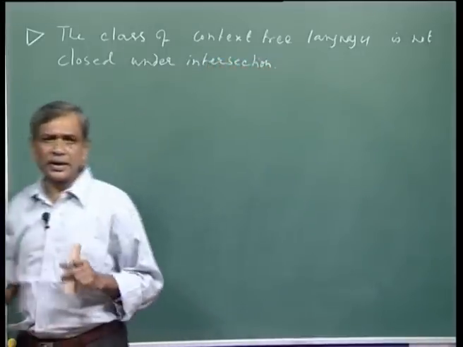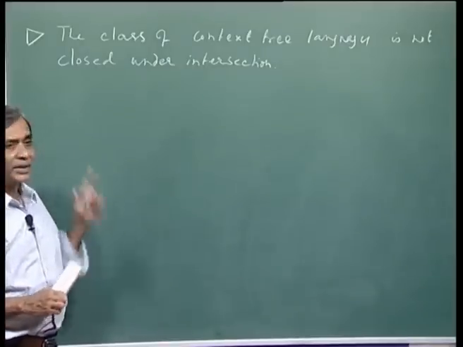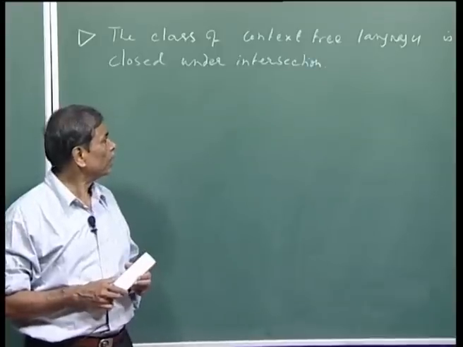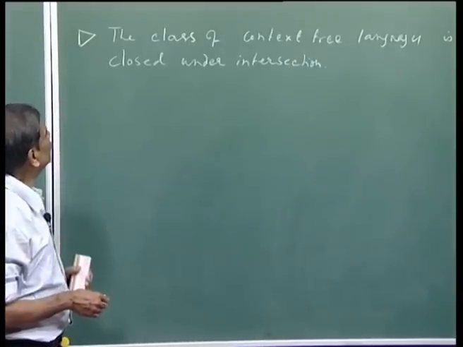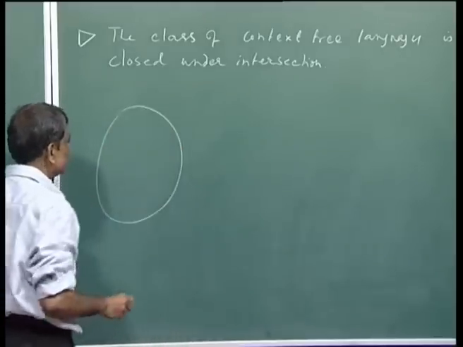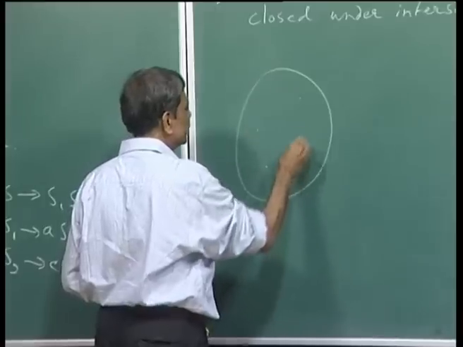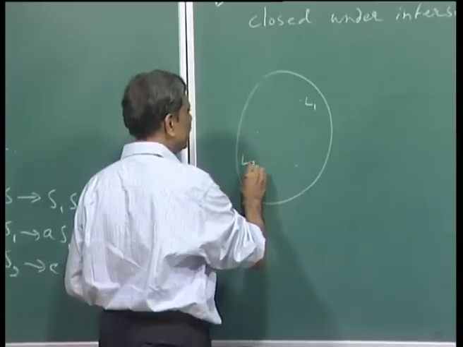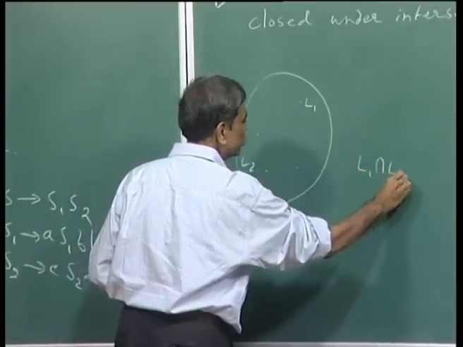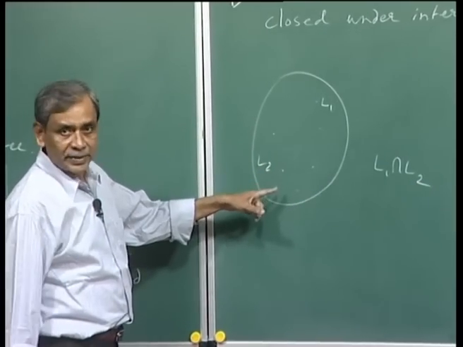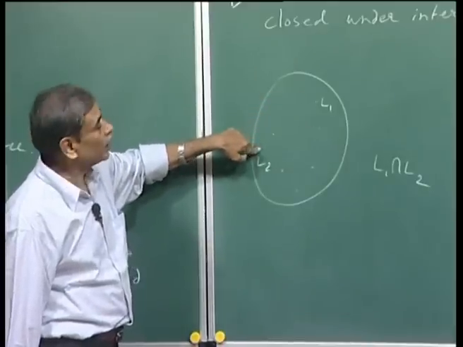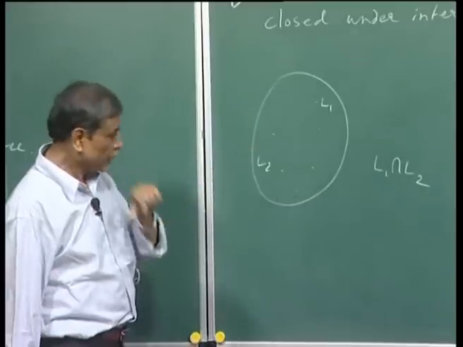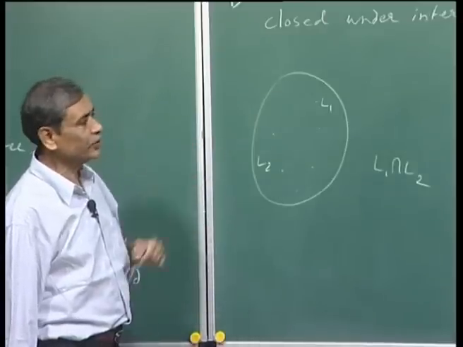We'll talk a little later about the other closure properties, but this almost immediately follows from whatever we have been discussing. So, recall what it means for a class to be closed under intersection. We are talking about classes of languages, so each language is a set. I take two elements, one language L1 and another language L2, and I create the intersection of these two. We say the class is closed under intersection if whenever you pick up two languages from within the class, take their intersection, the result is also within that class. But we will be able to show very easily that this is not the case with context free languages.